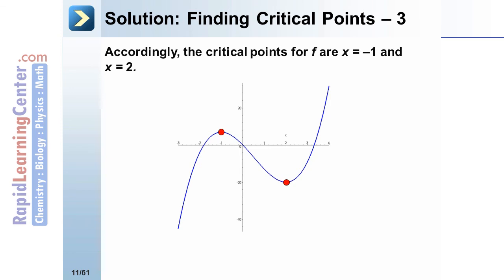Let's take a look at where these are graphically. Here we have a point graphed at x equals -1 and x equals 2, and you can see that if we drew in the tangent line, in both cases it would be horizontal.